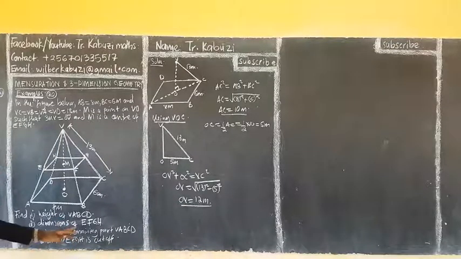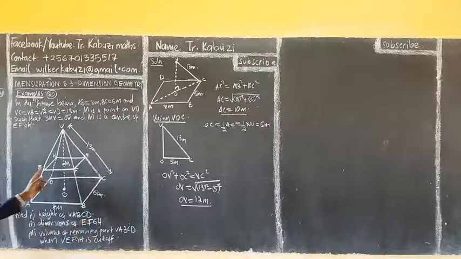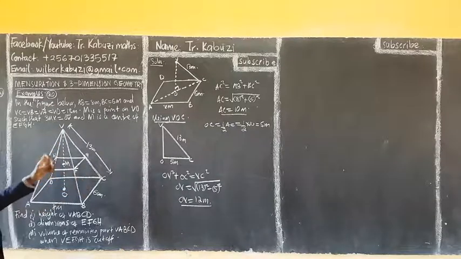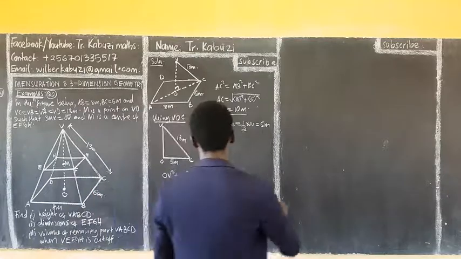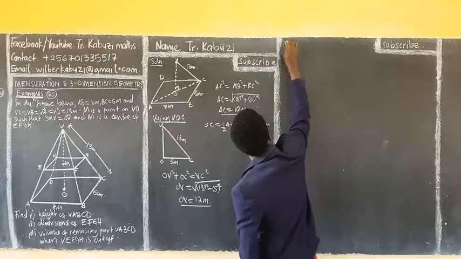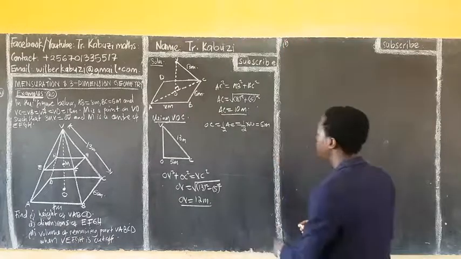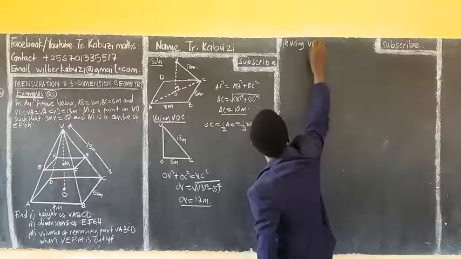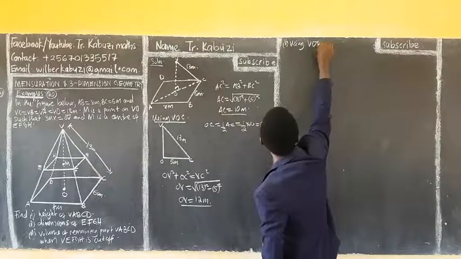Then they're asking me to get the dimensions of EFGH. So I want to get these dimensions. Now, to handle that, I need to use some bit of similarity. Note that I'm going to use the triangle VOC, using VOC, Roman numeral 2, that triangle there.